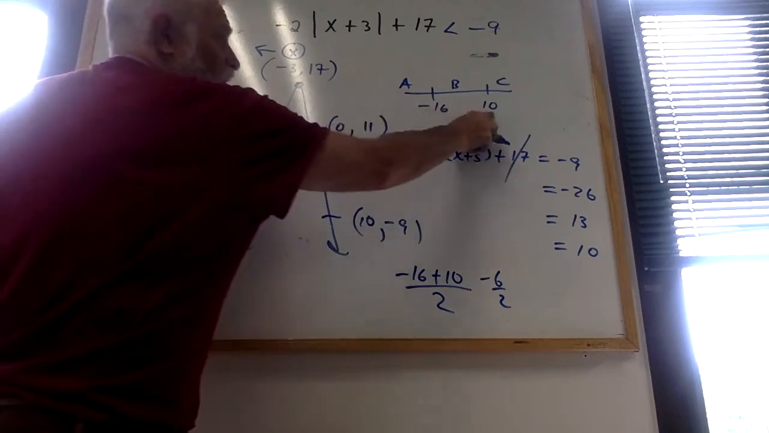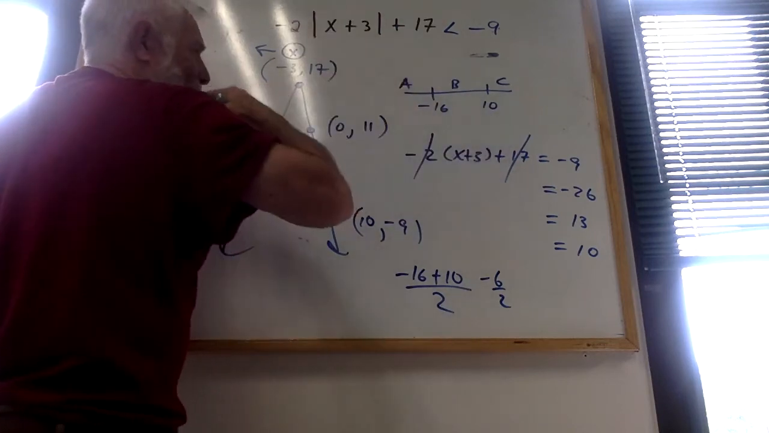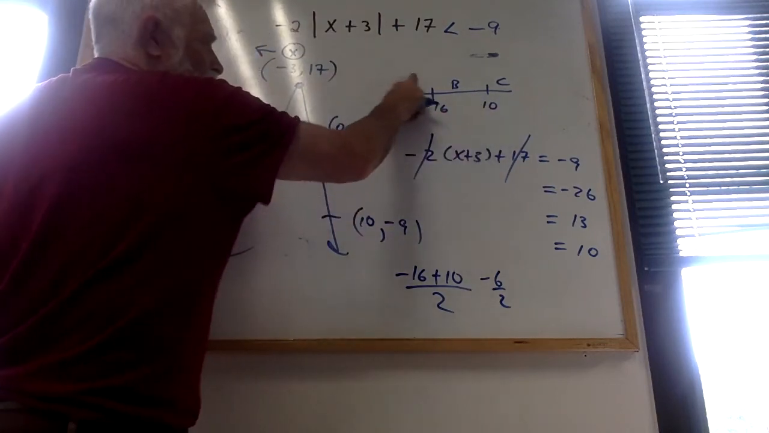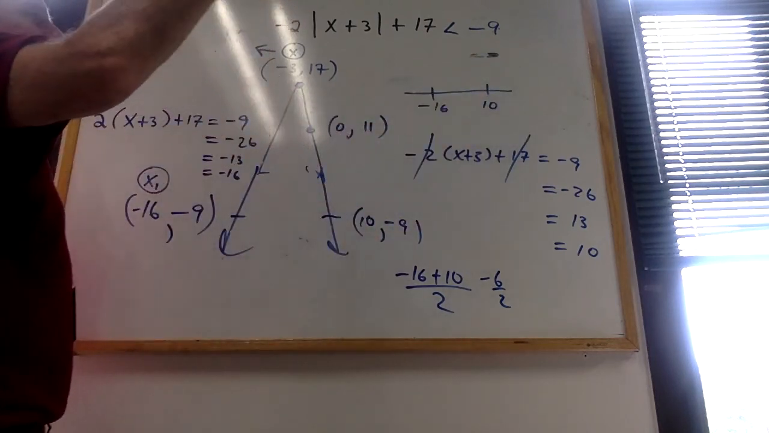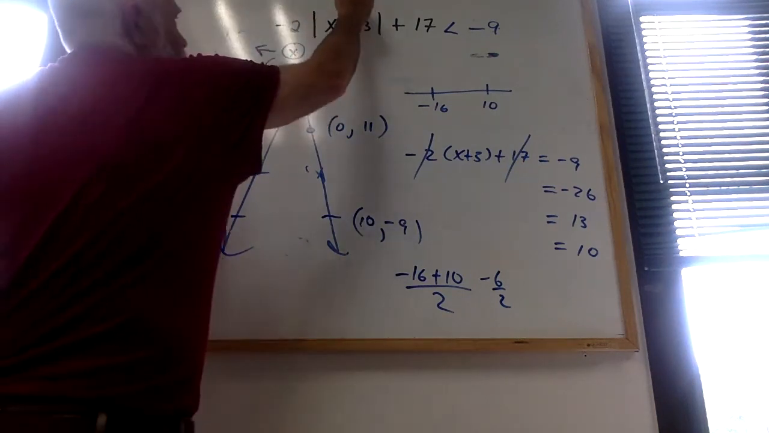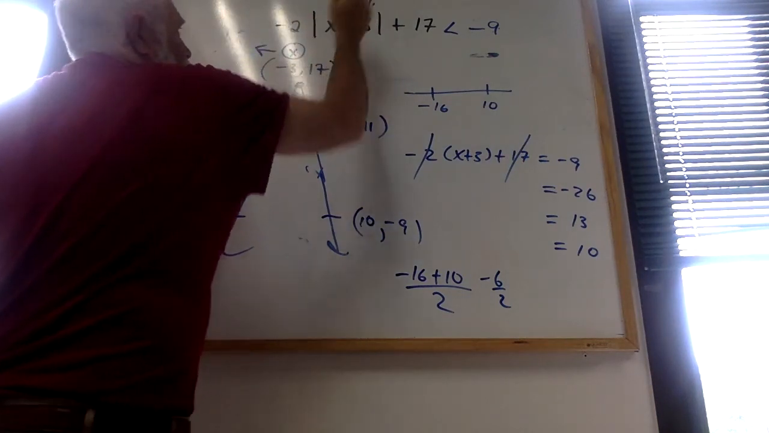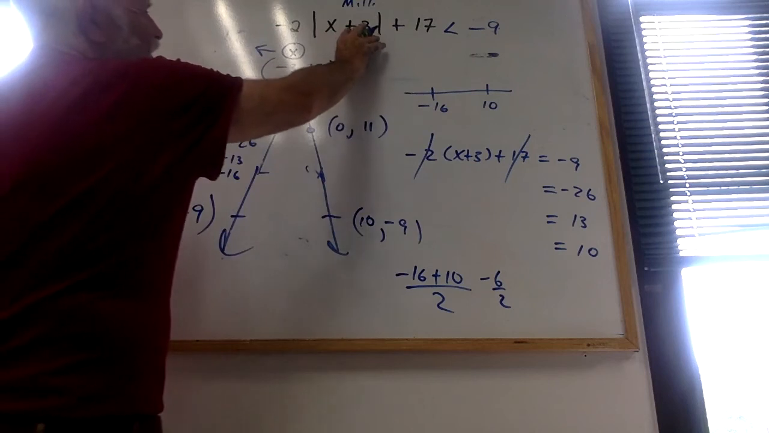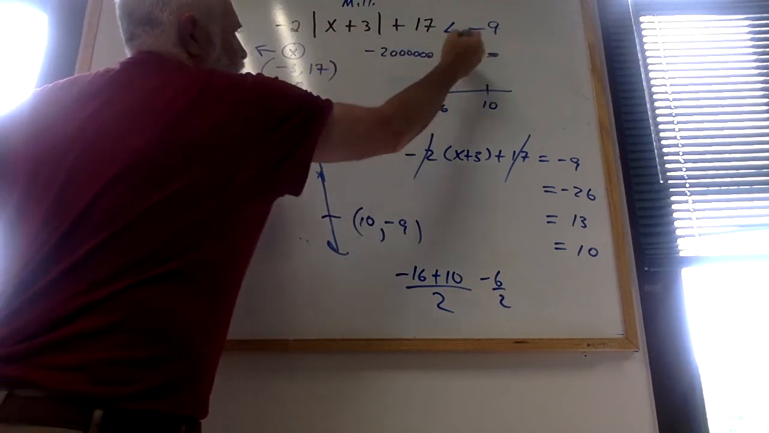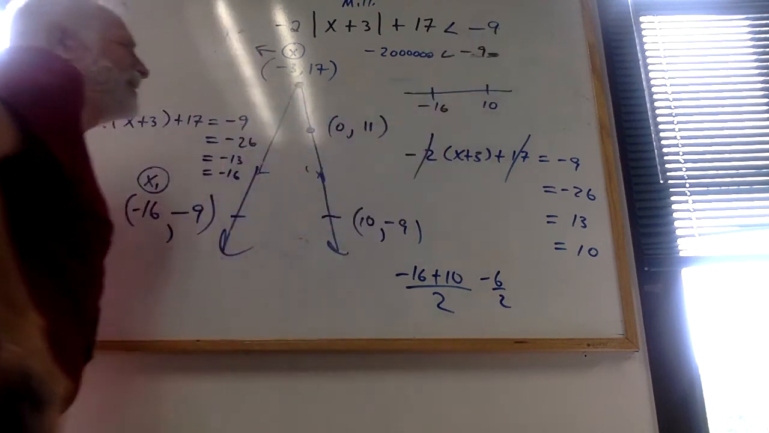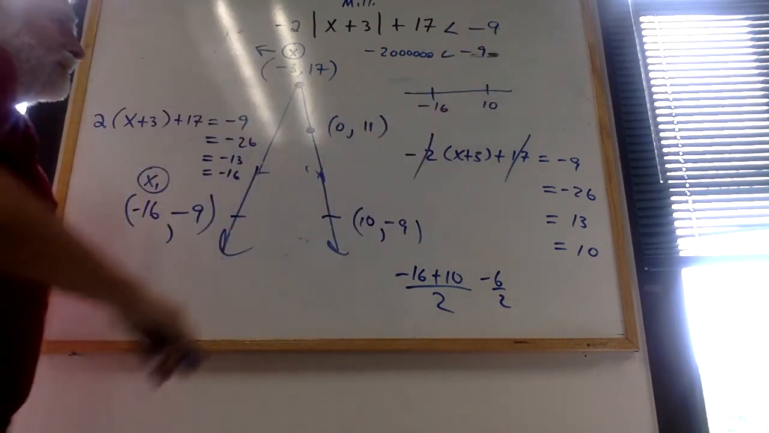We know these numbers don't work. They make it equal -9, so they don't work. We just have to check and see true or false. So we pick a number bigger than 10. I'll pick 1 million. That's near 2 million. I don't really have to do it all out. Is that number going to be less than -9? Well, of course it is.